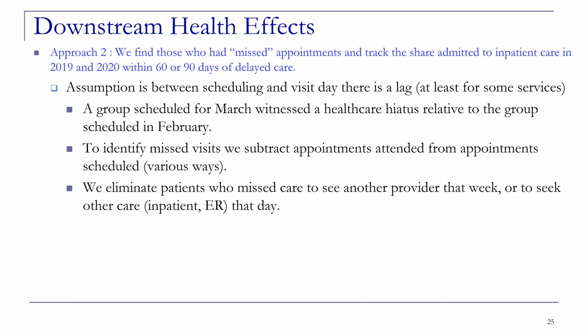So my assumption here, the subtle assumption, is that between scheduling and attendance of a visit, there is some lag. And so we should be able to see a surge in missed visits in the period of March, April, and then a decrease later. If I take these two cohorts, these adjacent cohorts, and that's kind of what I'm thinking about doing, and then follow them over time and find out the share that was admitted as an inpatient 60 days or 90 days post missing a visit, I may be able to study the value of the visit itself. Okay.